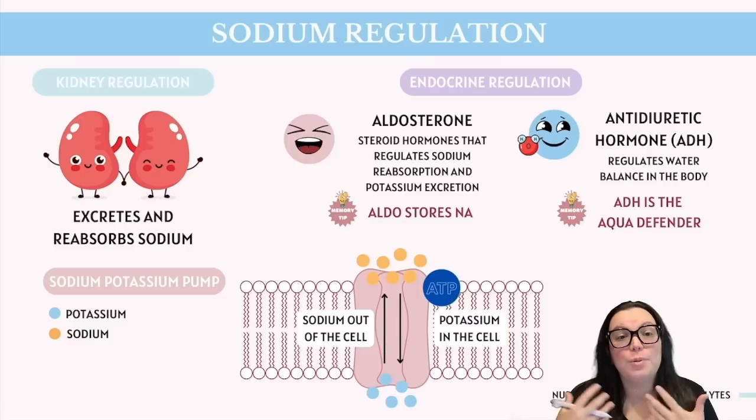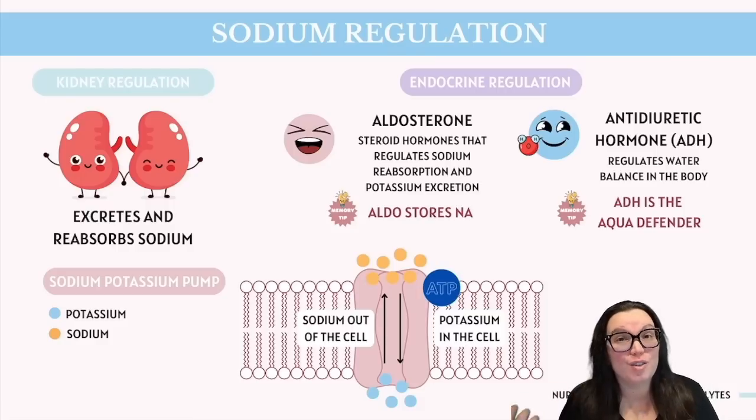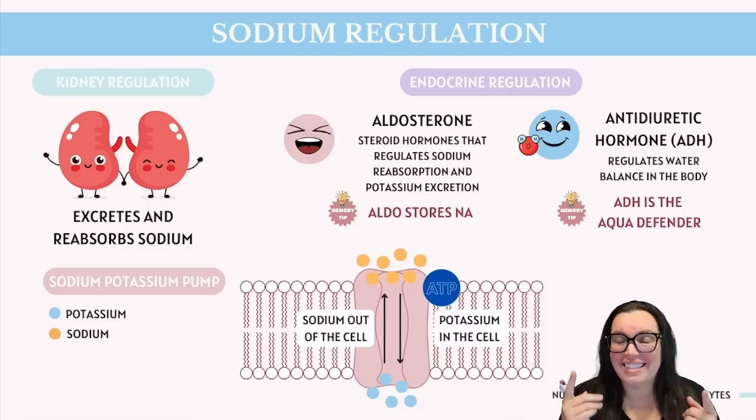Aldosterone, for example, helps regulate sodium reabsorption and potassium excretion in the nephron of the kidneys. A cool memory trick is to remember that aldo stores Na. Aldo meaning aldosterone, who is in charge of storing sodium, Na, inside of our body.